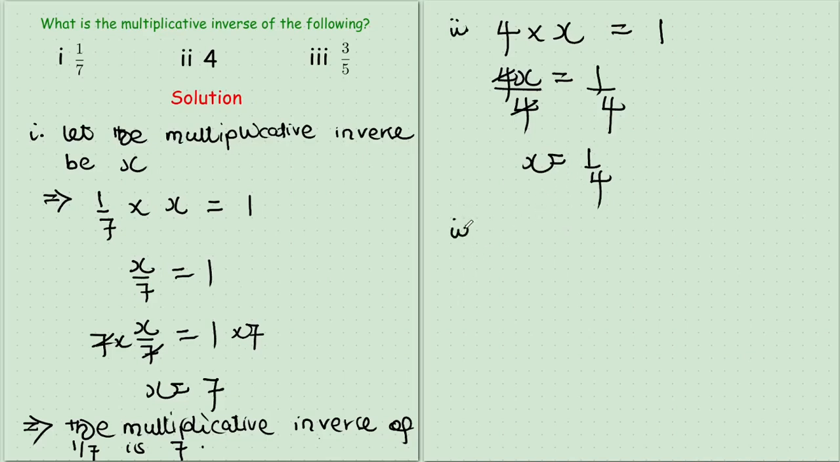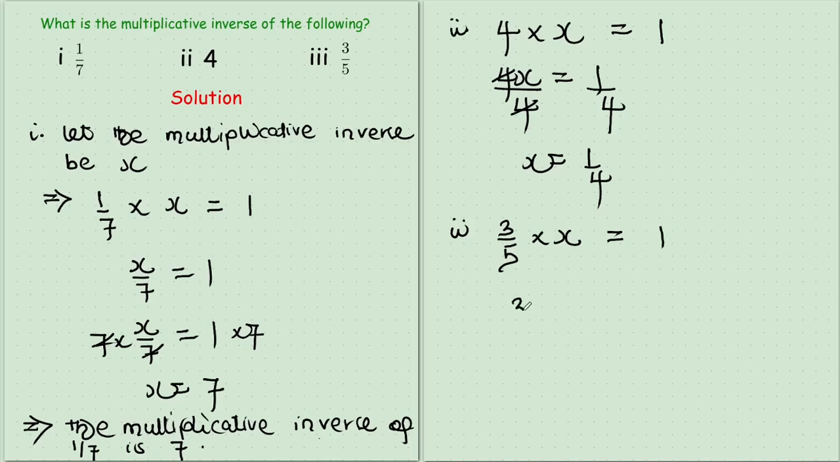Then for the last one, which is 3 over 5, we are going to let the multiplicative inverse also be x. Then x times 3 over 5, the inverse multiplied by its number, as we have seen, should give us what? 1.